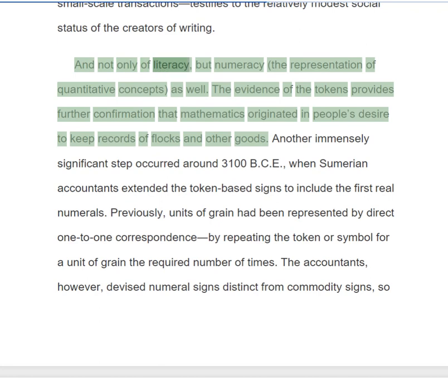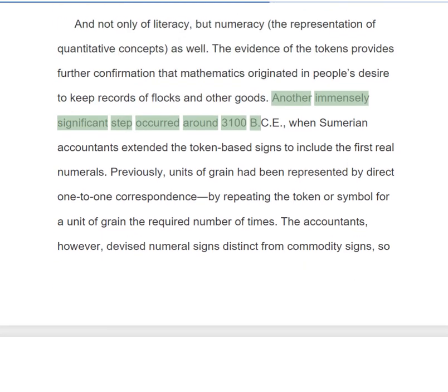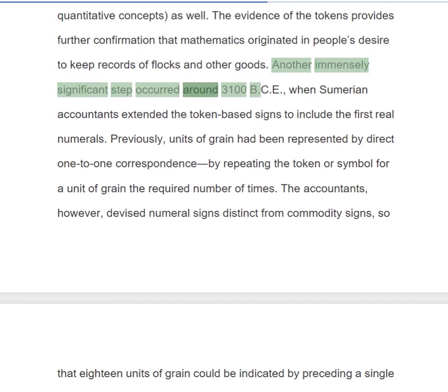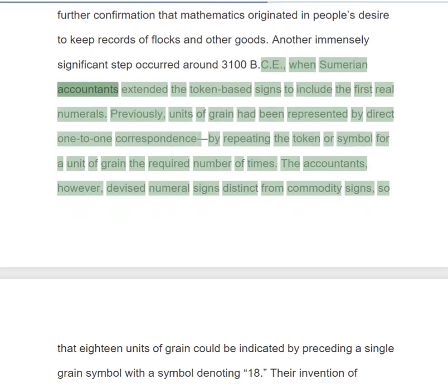And not only of literacy, but numeracy as well. The evidence of the tokens provides further confirmation that mathematics originated in people's desire to keep records of flocks and other goods. Another immensely significant step occurred around 3100 BCE, when Sumerian accountants extended the token-based signs to include the first real numerals. Previously, units of grain had been represented by direct one-to-one correspondence, by repeating the token or symbol for a unit of grain the required number of times.